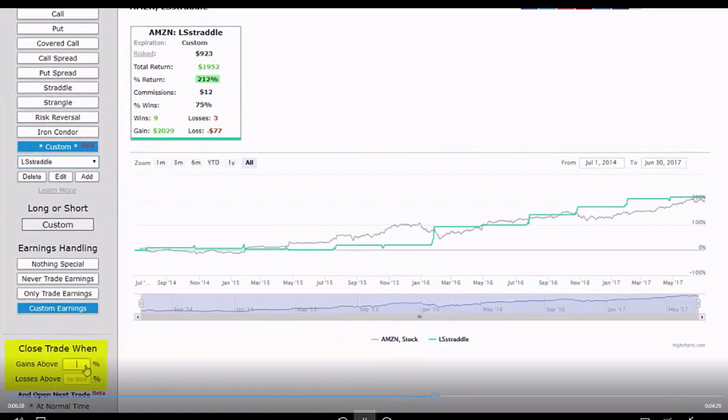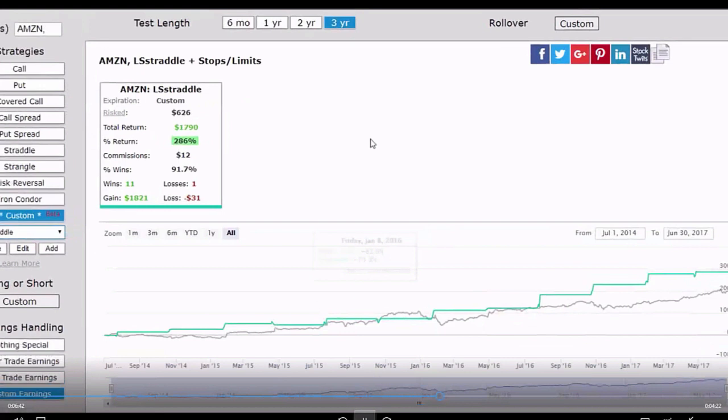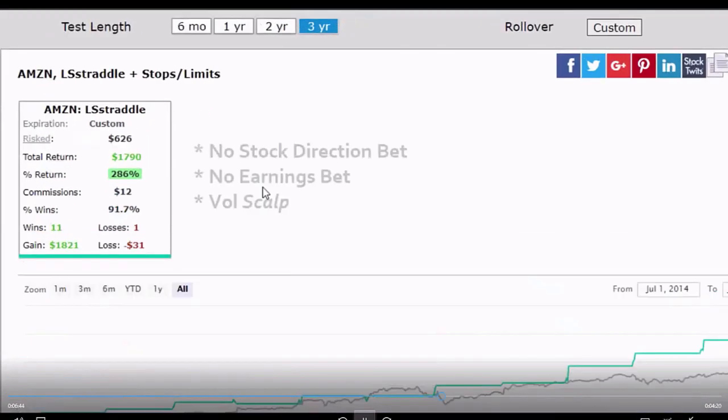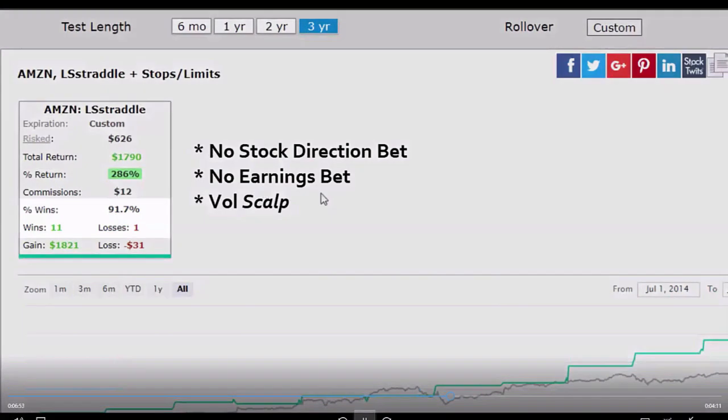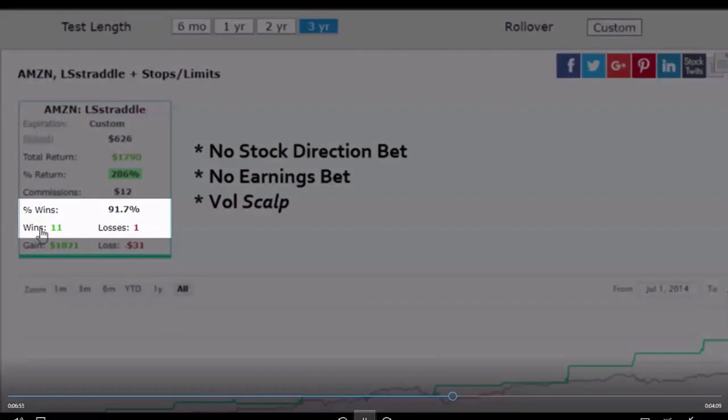And if the strategy is down 20% within the 6-day period, we'll close it. All of a sudden, we have a trade that takes no stock direction bet, no earnings bet, almost no volatility bet, has extremely tight stops, and we see a 286% return with a 92% win rate. That is, it has won 11 of the last 12 earnings cycles.